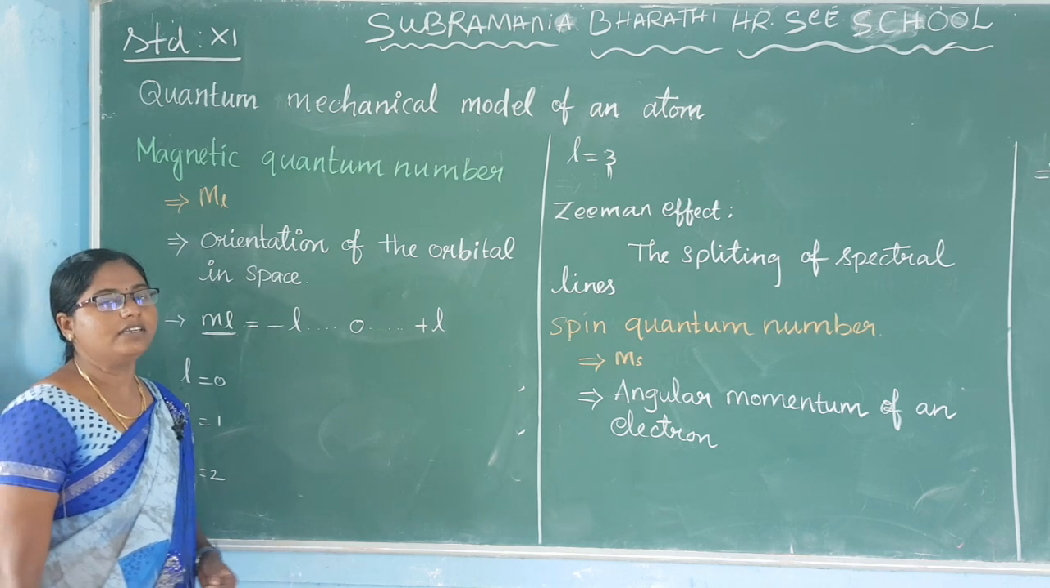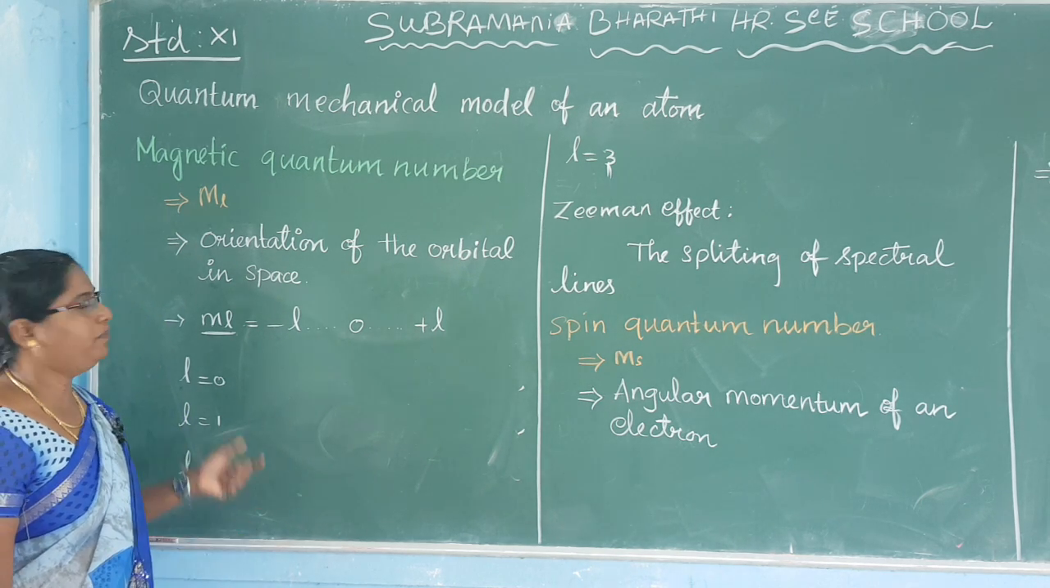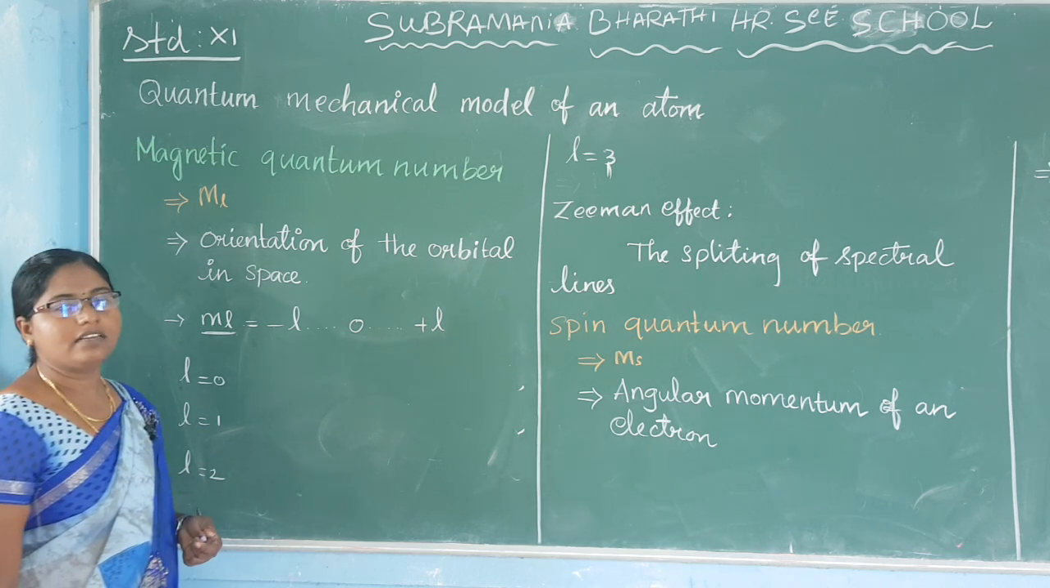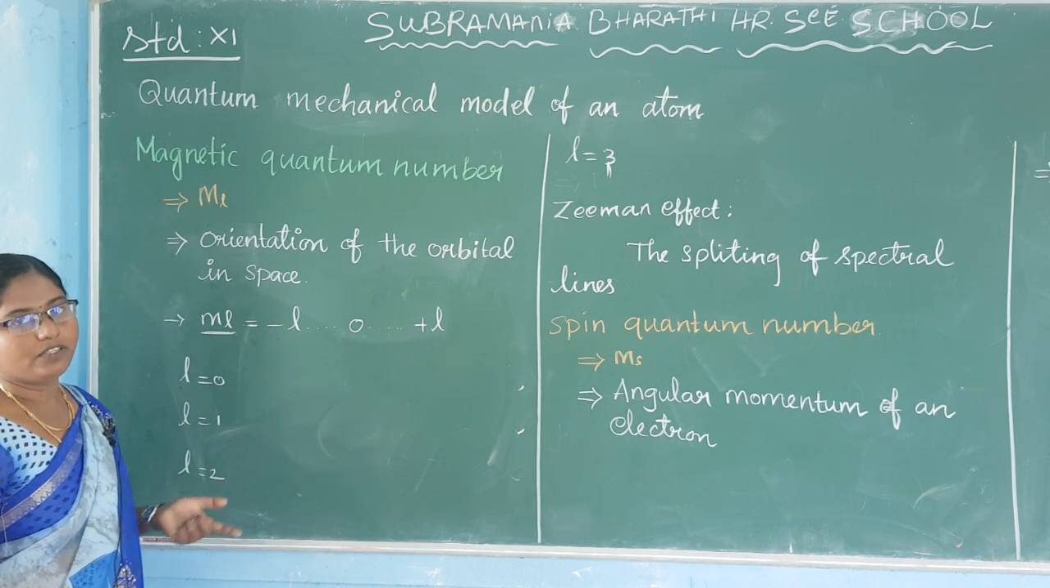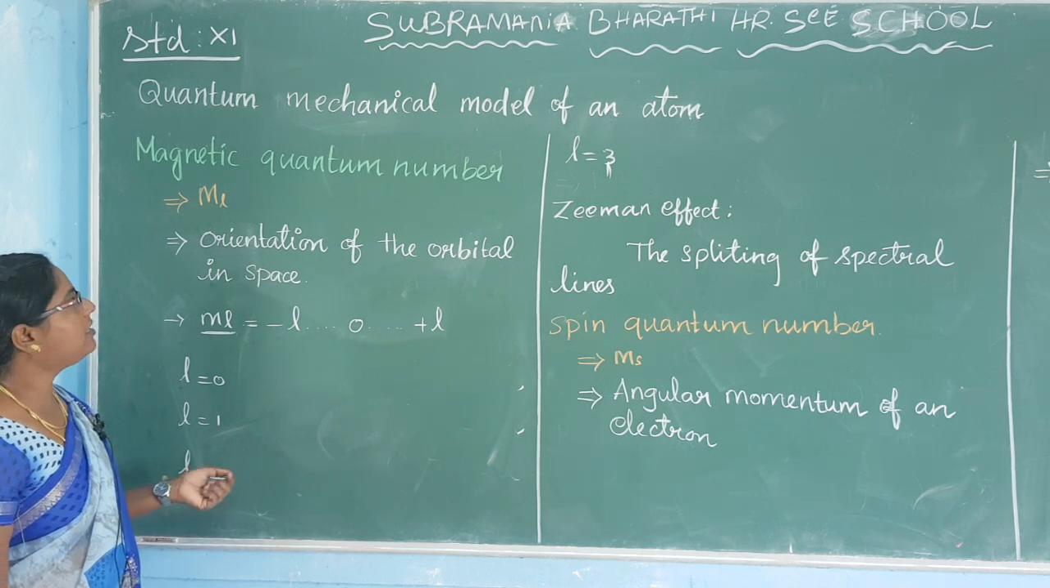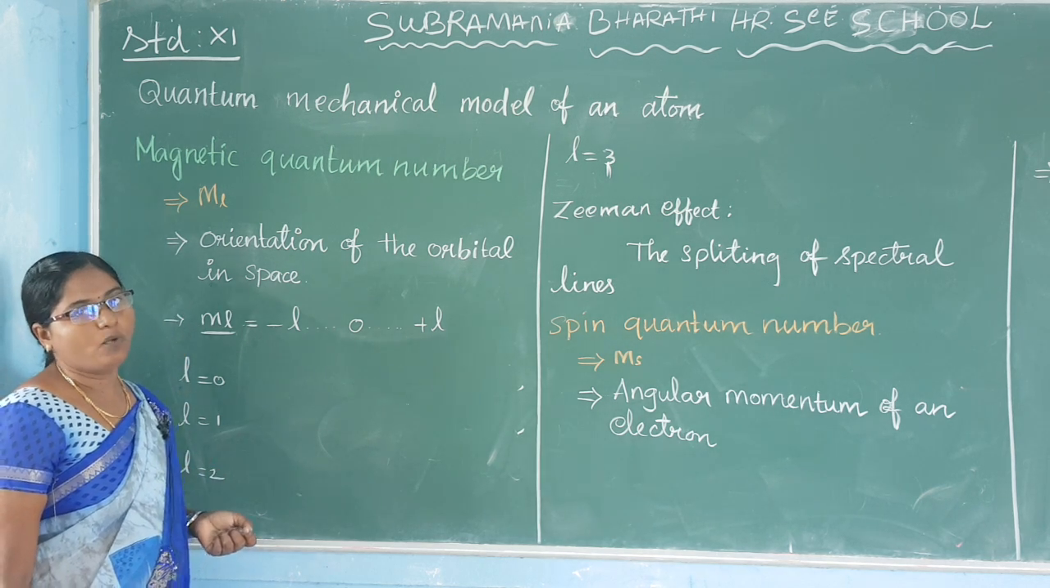Hi students, 11th standard chemistry, quantum mechanical model of an atom, unit 2. In the last class we covered the principal quantum number and azimuthal quantum number, and in this class we will try to complete the magnetic as well as spin quantum number.